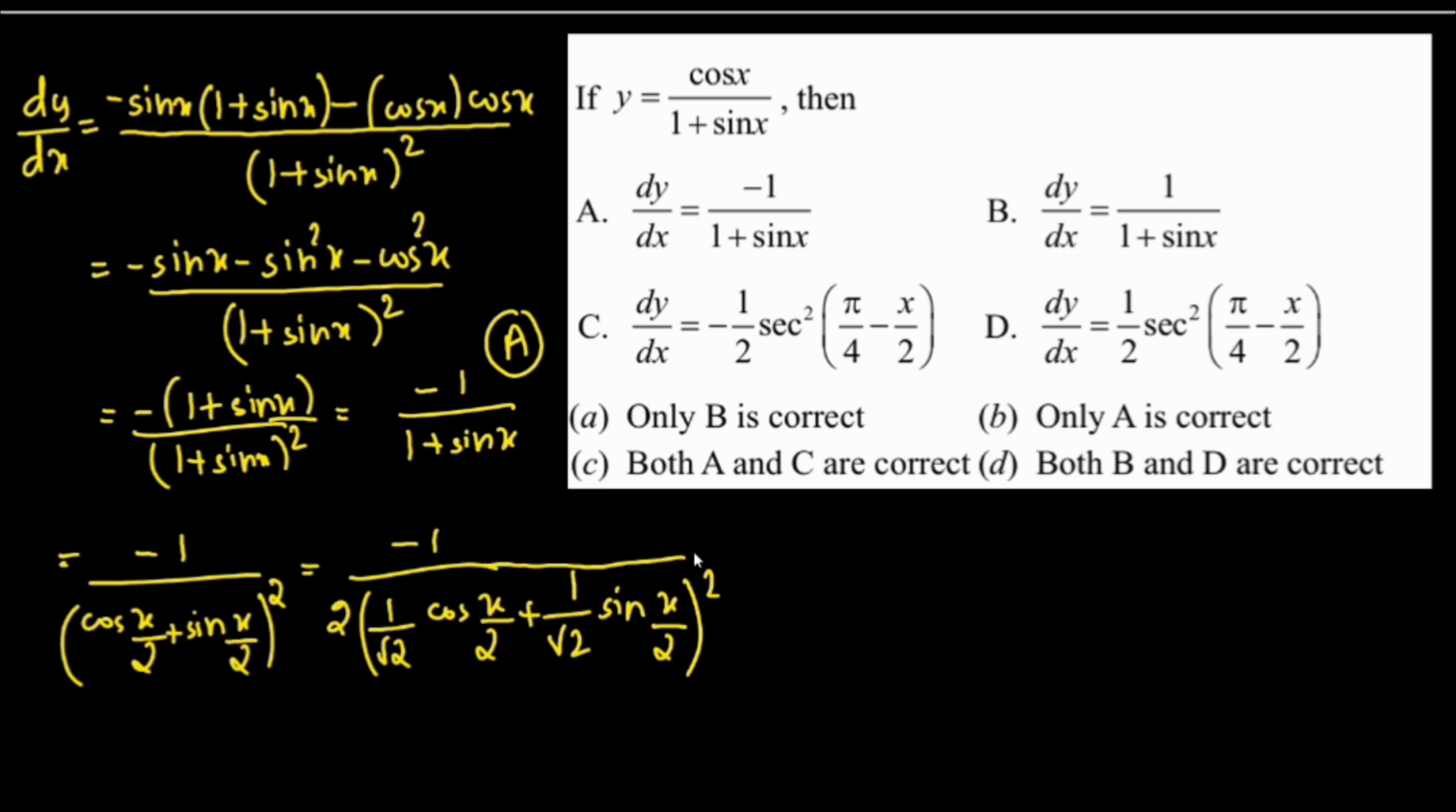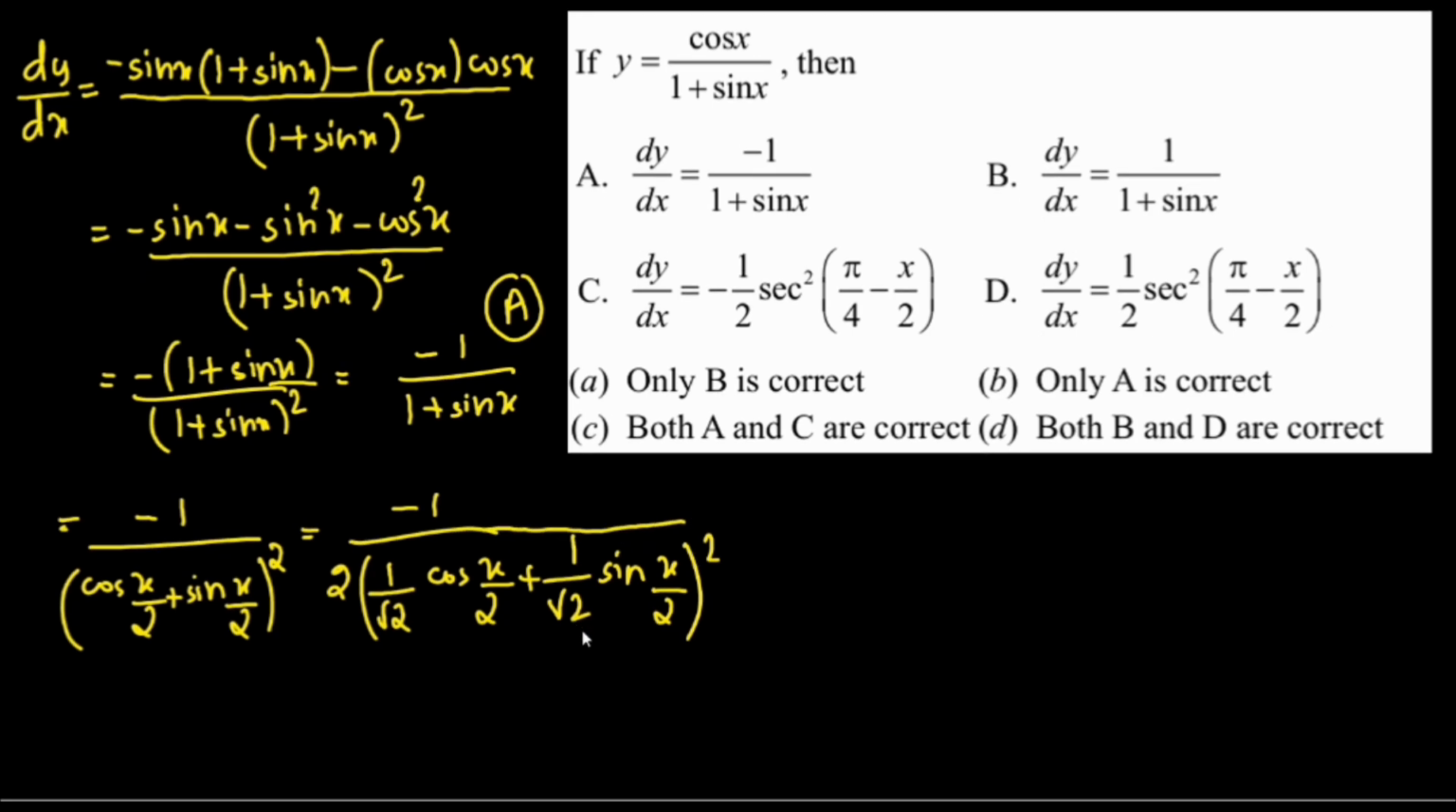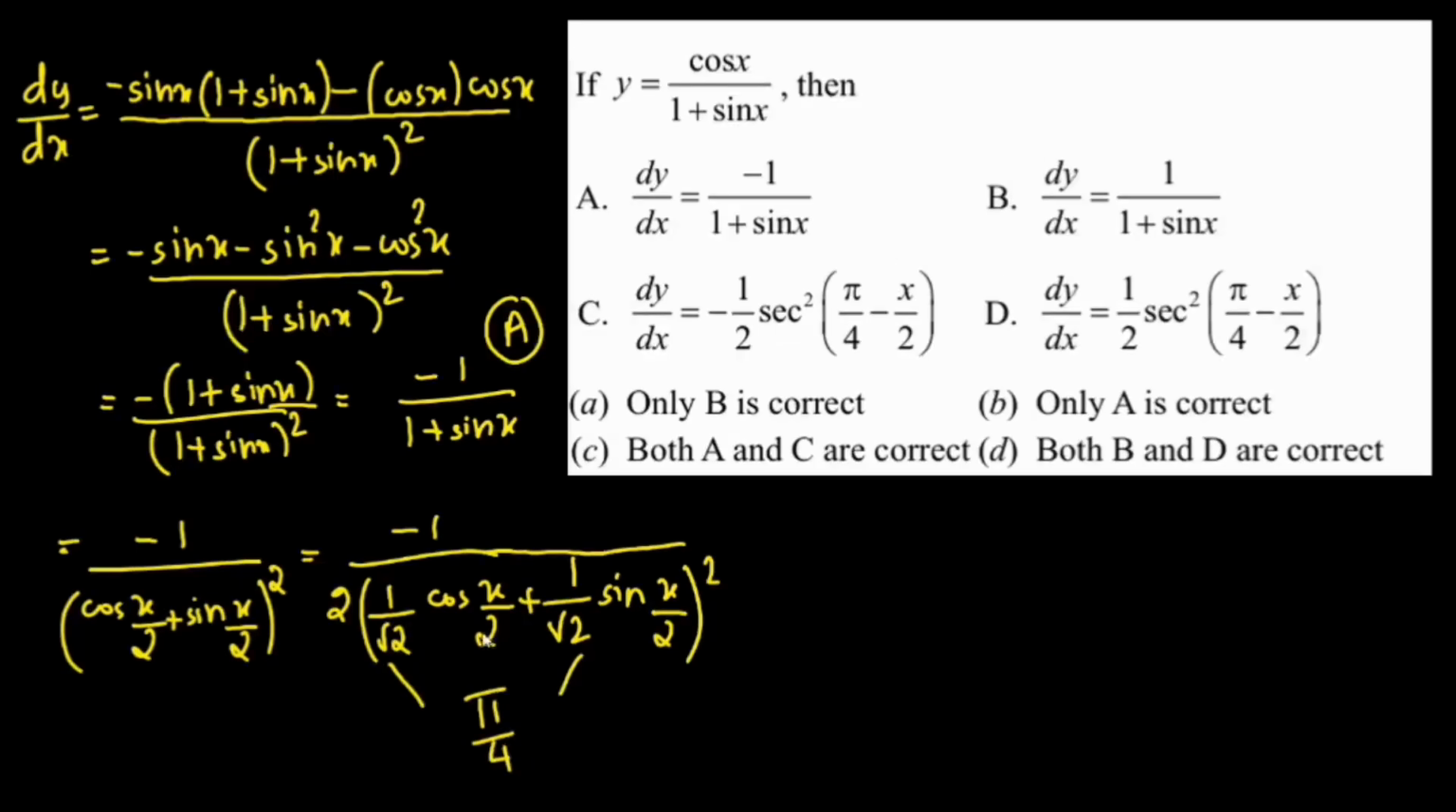Now you can see here we have 1 by root 2 here also, here also. So for what angle do we get 1 by root 2 as the value for both sin and cos? We know for the angle pi by 4 we get 1 by root 2, correct? Cos pi by 4 gives me 1 by root 2, sin pi by 4 gives me 1 by root 2. So if I use that angle and write cos pi by 4 into cos x by 2 plus sin pi by 4 into sin x by 2, it will be in the form of cos a cos b plus sin a sin b. So what is that? It is cos a minus b, correct?